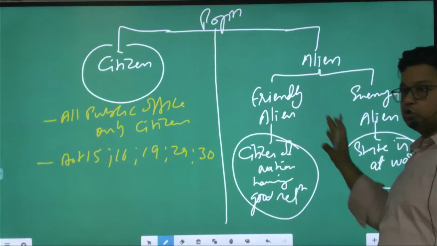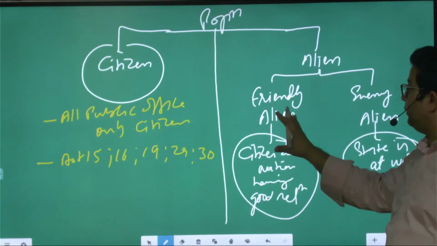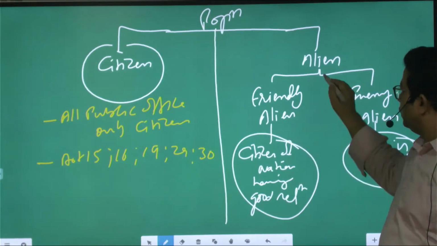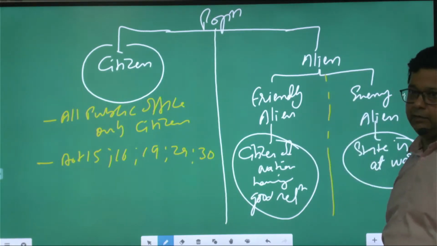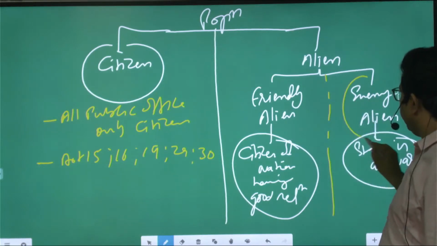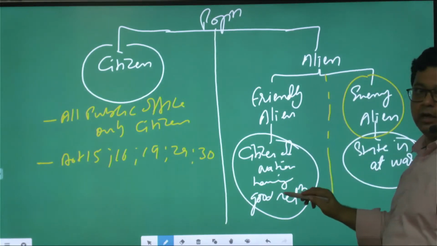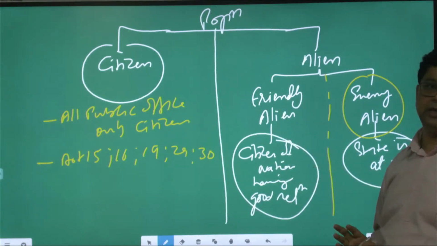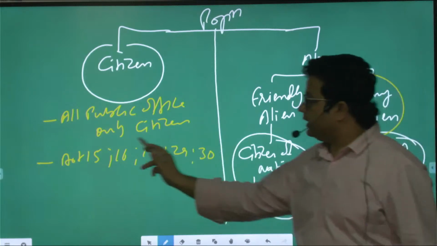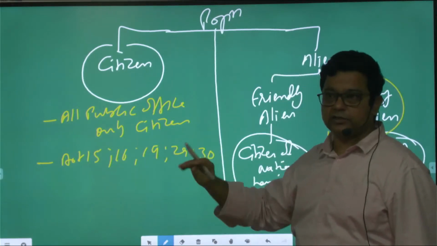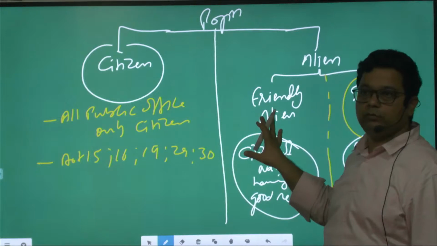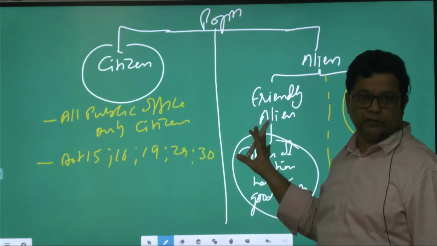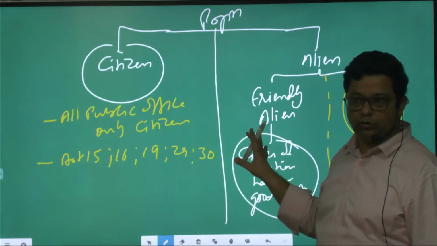Now there is also a certain benefit given when we bifurcate this. Now when we come to the alien, when we have divisions of friendly alien and enemy alien, the enemy alien is not given any rights which are available to the friendly aliens. So other than these fundamental rights, there are other rights which are applicable to aliens also, to all the population, all those who are living in India, yes or no, right?